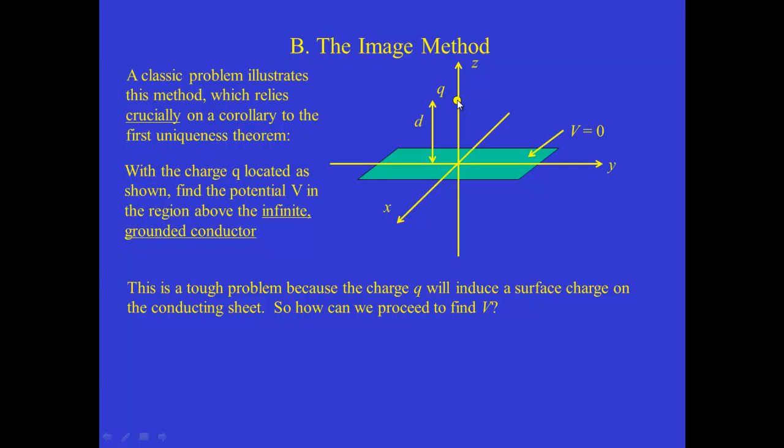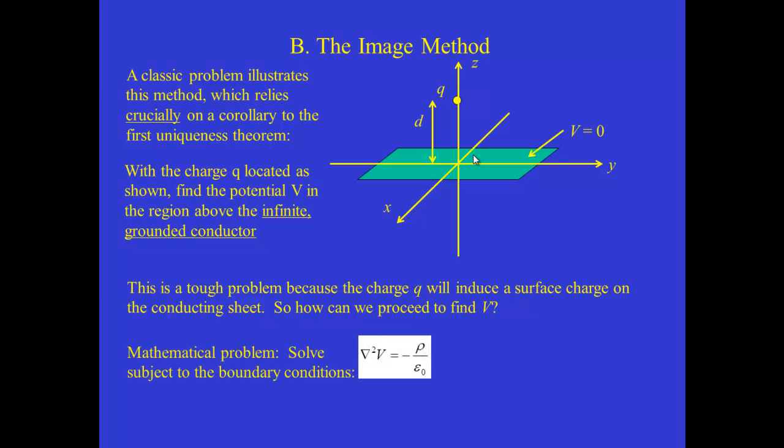Now it's clear that this is a tough problem because the charge Q, which I'm assuming is positive for the purpose of discussion, induces that surface charge, and those charges move around. So we don't have a static charge distribution here, we've got one that's dynamic. So how can we proceed to find the potential?